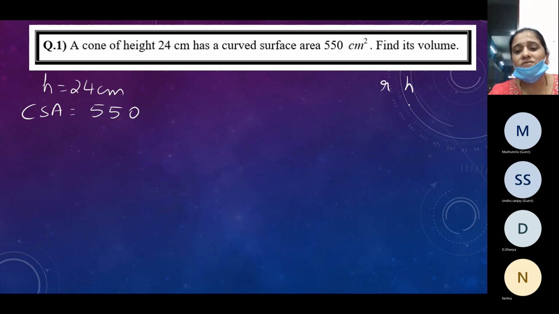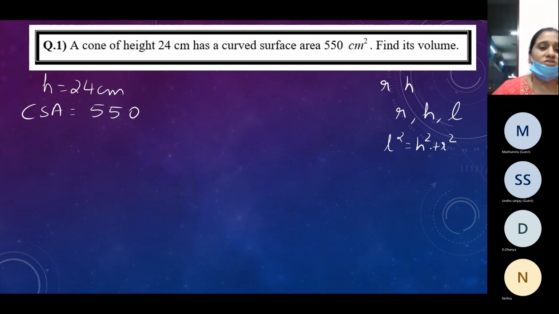Now for a cone, we have three values: radius, perpendicular height, and slant height. Given any two, you can find the third one using the relation L square is equal to H square plus R square. You don't have to know all the three values. If you know any two of the three, you can find the third one using this relation.